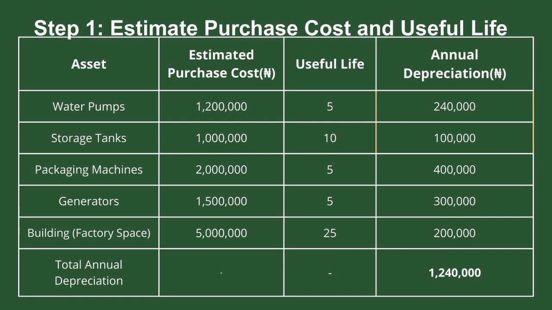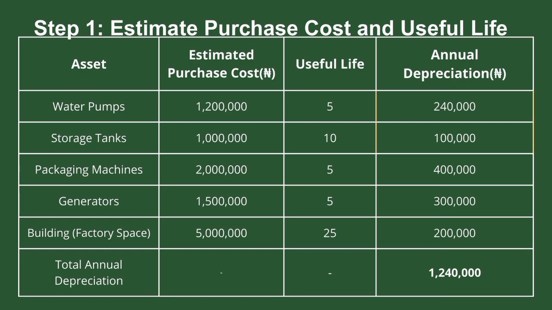Now, for water pumps, it is estimated that the business is going to invest a total amount of 1.2 million naira, or 1,200,000, into the total installation of water pumps. Having gotten this, we need to determine the useful life, which is estimated to be 5 years. Using the straight line method of depreciation, we divide the total purchase cost by the useful life, which gives us 240,000 naira to be written off on a yearly basis. This becomes the fixed cost per period for water pumps.